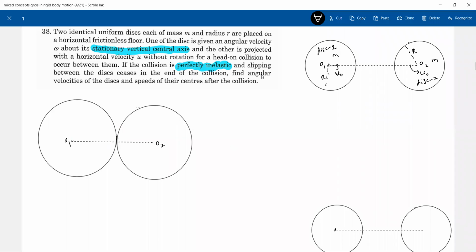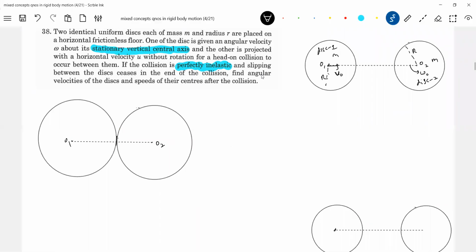Don't show deformation more. If you show deformation more, what will happen? Moment of inertia will become a problem. So slight deformation. I'm showing that strip, understood? Okay, for our understanding purpose. Okay, let's come to this one.